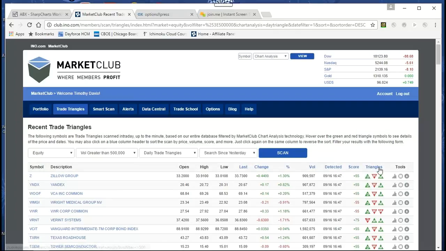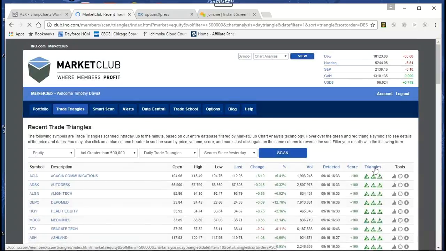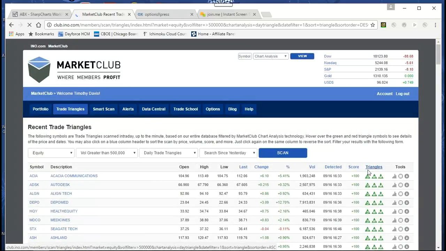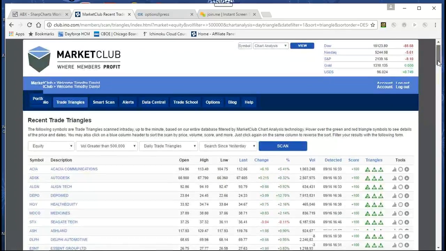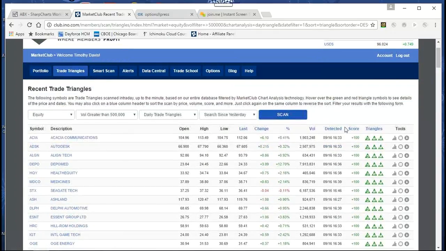Now, what I like to look for, I normally rearrange my setup over here, and I normally do it by trade triangles. I want to see all 3 green trade triangles first. I want to see a green daily, green monthly, and green weekly. So I rearrange mine to get those in order. Now, sometimes I want to rearrange them by detected because you want to always get in a stock at the earliest time.